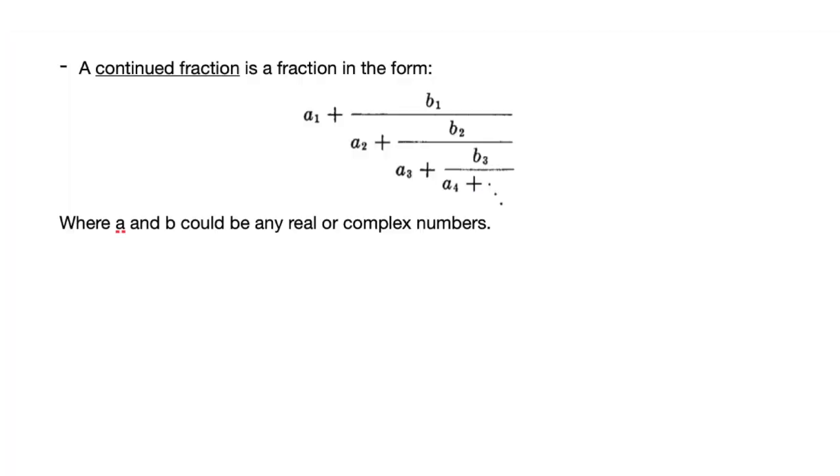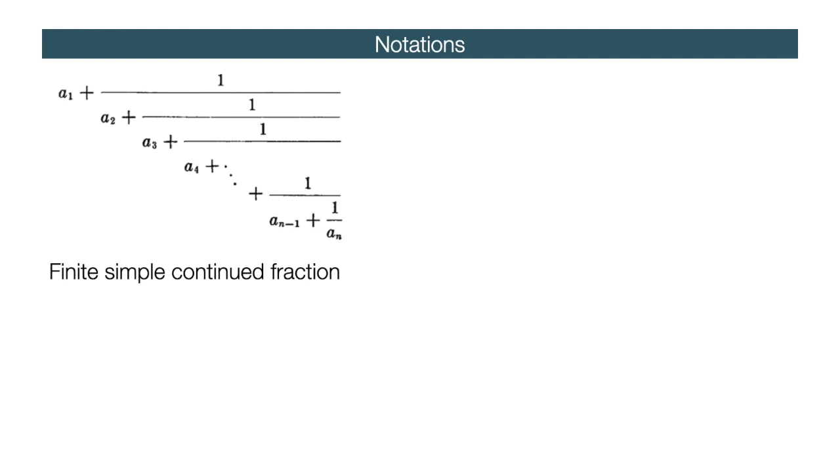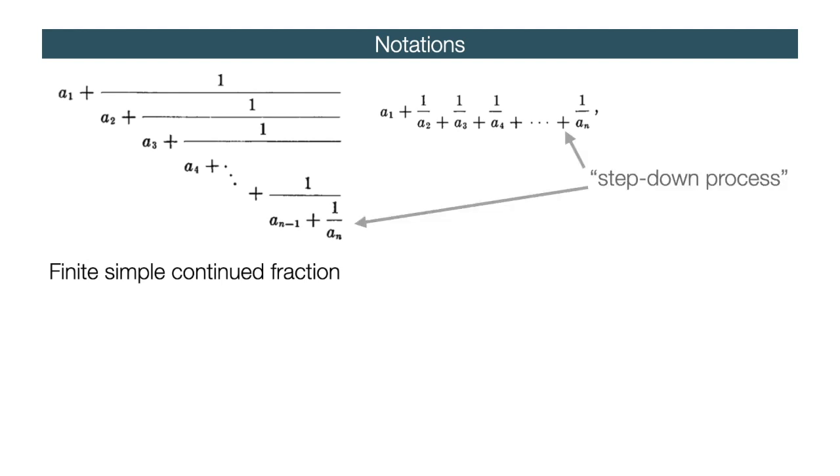Continued fractions. This is what a continued fraction looks like, where a and b can be any real or complex numbers. A simple continued fraction has all its denominators being 1, and a has to be an integer. This finite simple continued fraction can be represented in many forms. In this method, the lower plus signifies the step-down process at each stage.